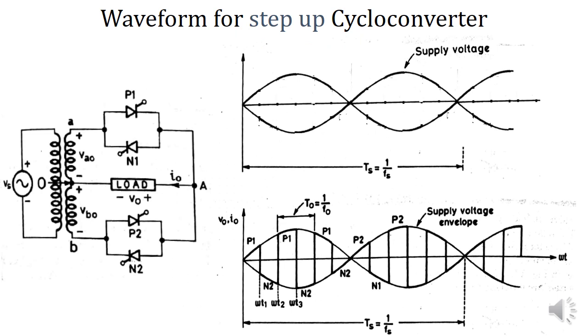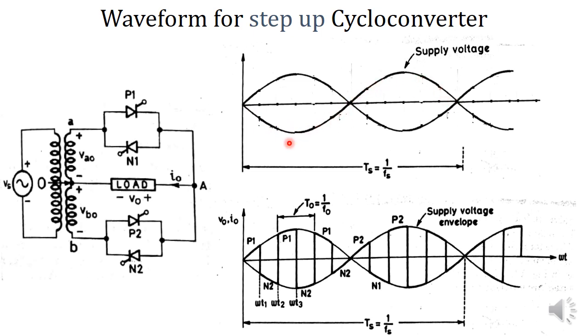Next, let's see how this midpoint type converter can be operated as a step-up cycloconverter. That means the frequency of the output voltage will be greater than that of the input voltage. Here P1 and P2 are the positive converter group and N1 and N2 will form the negative converter. So in this waveform, this is the source voltage waveform. The frequency is Fs, so the time period Ts is equal to 1 by Fs. And this is the inverted waveform of the source voltage.